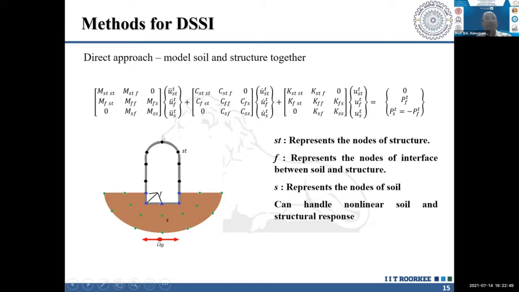Rather than going into the complete detail of the equation, let me state the salient features. ST are the structure nodes here, while F are the nodes which represent the interface between soil and structure. So the nodes common between structure and soil are F, then you have the structure nodes and the soil nodes. So you have three sets of nodes. T as a superscript represents total motion here. So this was for the direct approach.